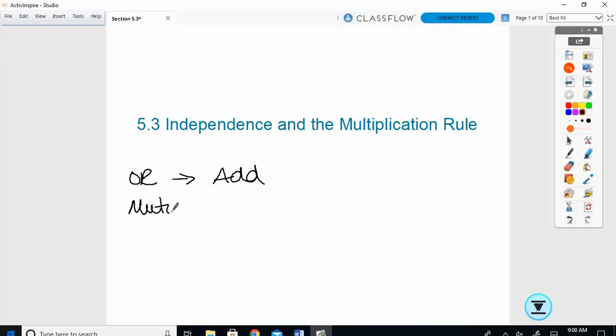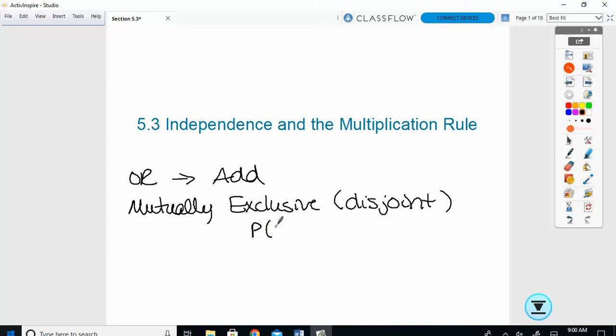Mutually exclusive. Or another word for that is disjoint. What does that mean if things are mutually exclusive or disjoint? It can be one thing and it can't be both things. Right. They can't both happen at the same time. So basically, it means the probability of both things happening is what? 0. So that was the difference when we had the two rules.